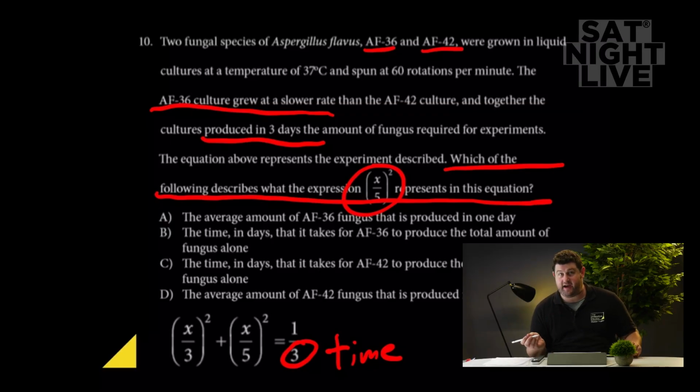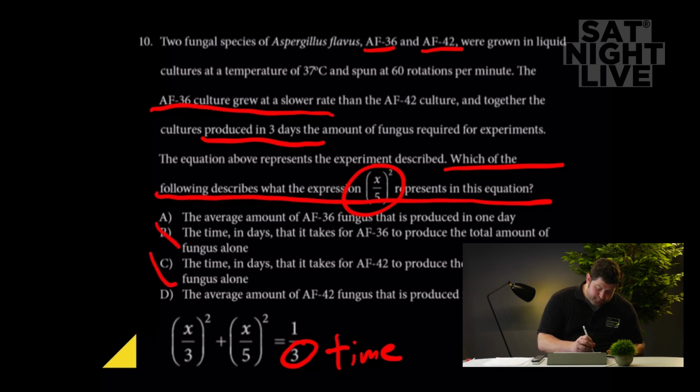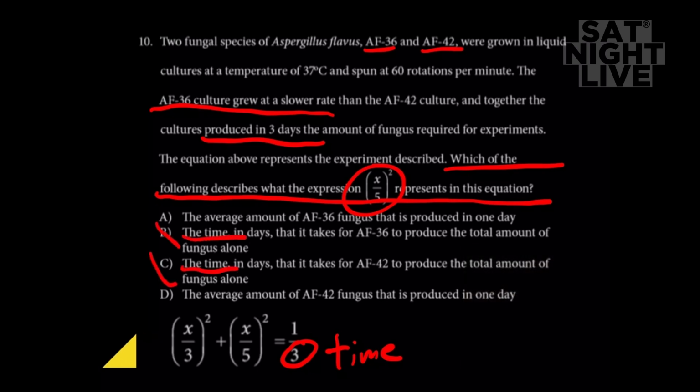Then I say to myself, okay, I've said that these two fungi might be AF36 and AF42. Well, before I go any further, I already know that the 3 deals with the time. And that means the term I'm interested in, x over 5 squared, doesn't have to deal with the time. What does that mean? The process of elimination tells me that B and C are out because both of them deal with time. Remember that they were talking about producing a required amount of fungus.